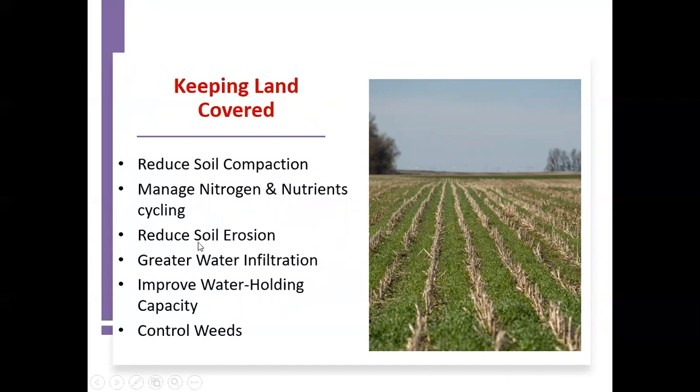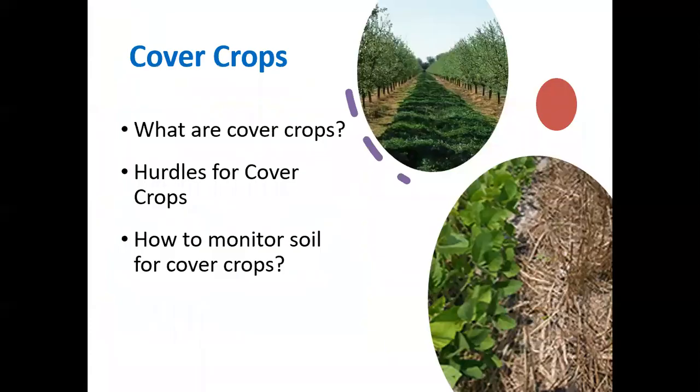Of course, it reduces the soil erosion because the soil is not bare. Greater water infiltration due to root proliferation. Improve water holding capacity, of course, because of less compaction, and controlled weeds. If you are not growing any crop in the bare area, then of course there will be weeds, and those weeds may be harmful for the next crop. But if you are growing some crop there, then you are suppressing the natural weeds there, which is very important for the next crop.